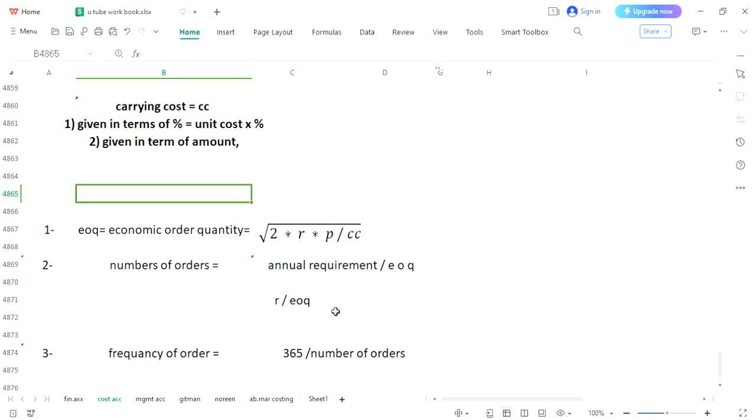And for that you will have to understand what our annual requirement is. P is the cost of placing an order. CC is the carrying cost.